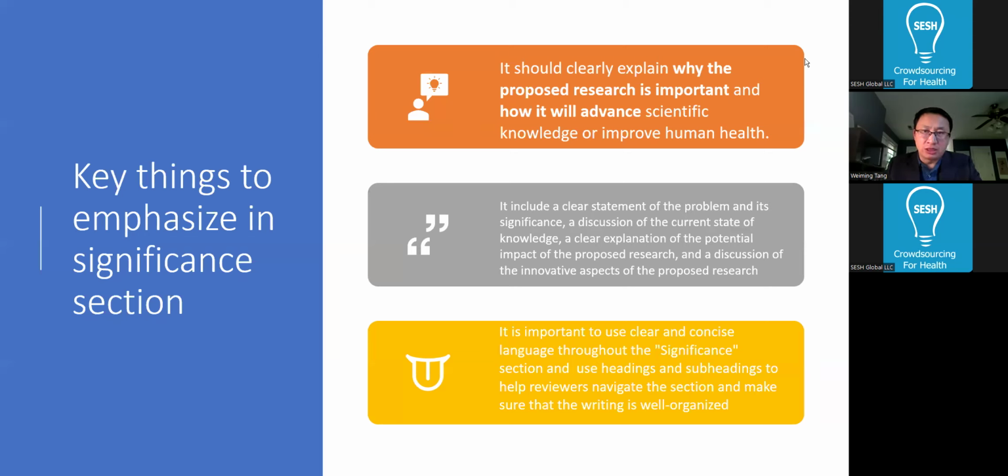Also, it should include a clear statement of the problems and their significance, a discussion of the current state of knowledge, a clear explanation of the potential impact of the proposed research, and a discussion of the innovation aspect of the proposed research.